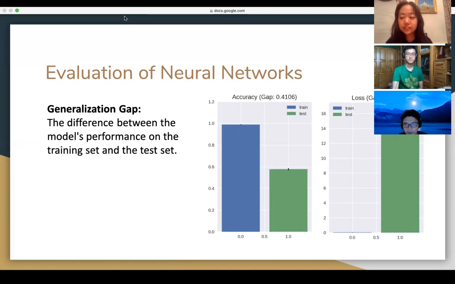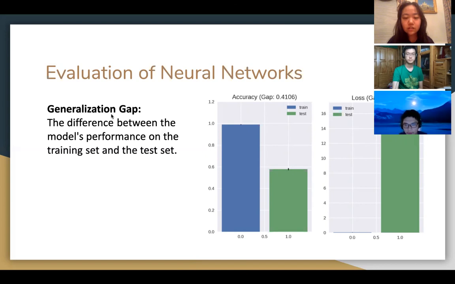And in this figure, we can see that this neural network does not have very good generalization because it has 100% accuracy on the training set in blue and almost zero loss, but it has less than 60% accuracy on the test set. So the generalization gap for accuracy is 41%. And it also has a very high loss for the test data, so it has a very large generalization gap for loss as well.